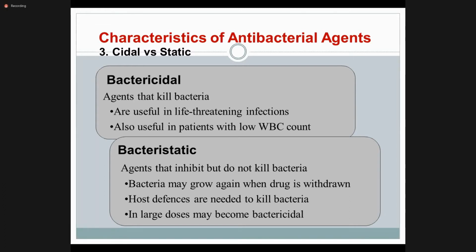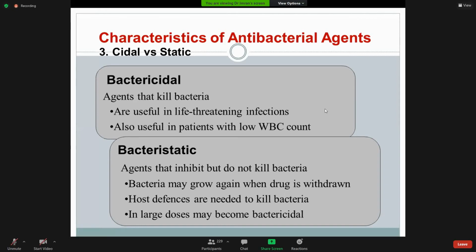In large doses it may become bactericidal. This is a very interesting point. Normally an antibiotic is bacteriostatic, but suppose we have no alternative: a bactericidal antibiotic may be harmful in that patient due to renal failure or other comorbidities, and we have only the choice to give an antibiotic that belongs to the bacteriostatic group. So how can we overcome this problem? If we increase the dose, that antibiotic becomes bactericidal, from bacteriostatic to bactericidal.